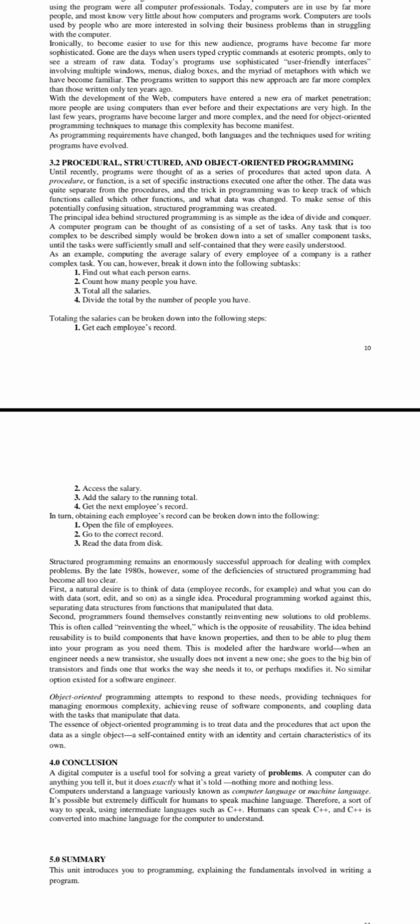A computer program can be thought of as consisting of a set of tasks. Any task that is too complex to be described simply would be broken down into a set of smaller component tasks. An example is computing the average salary of every employee of a company, which is rather a complex task. You can, however, break it down into the following subtasks. Now, do you see the idea? Instead of compounding modules and structures, just break them down from the whole big one into smaller bits.